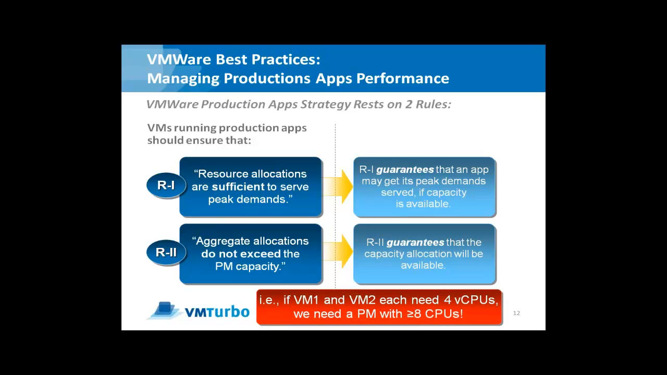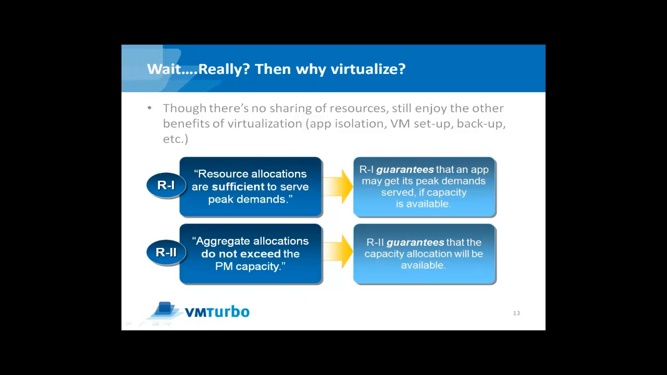That means if VM1 and VM2, these two VMs, each need 4 virtual CPUs, then for virtualizing a production, mission-critical app, we would need a physical machine with 8 or more cores, 8 or more CPUs. When I first saw this, I thought I wasn't understanding it, or there was a typo, because where's the resource sharing that virtualization promises? And indeed, in these particular cases, following just these rules, there is no resource sharing.